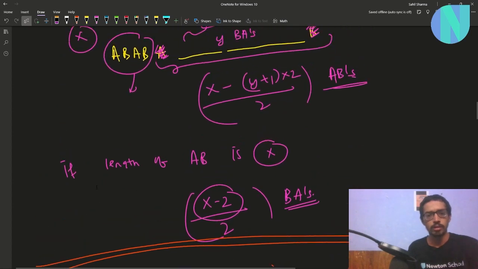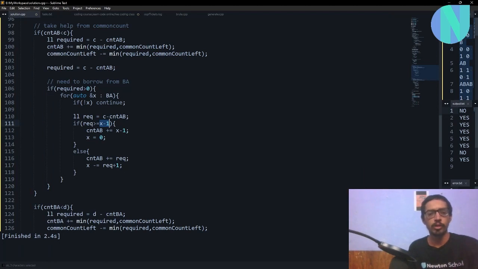So if my string AB is contributing x to ABs, it will contribute x minus 1 to BAs, right? Because I have to remove 2 extra ABs to use AB from BA string, right? So that's why I'm using x minus 1 here and not x.